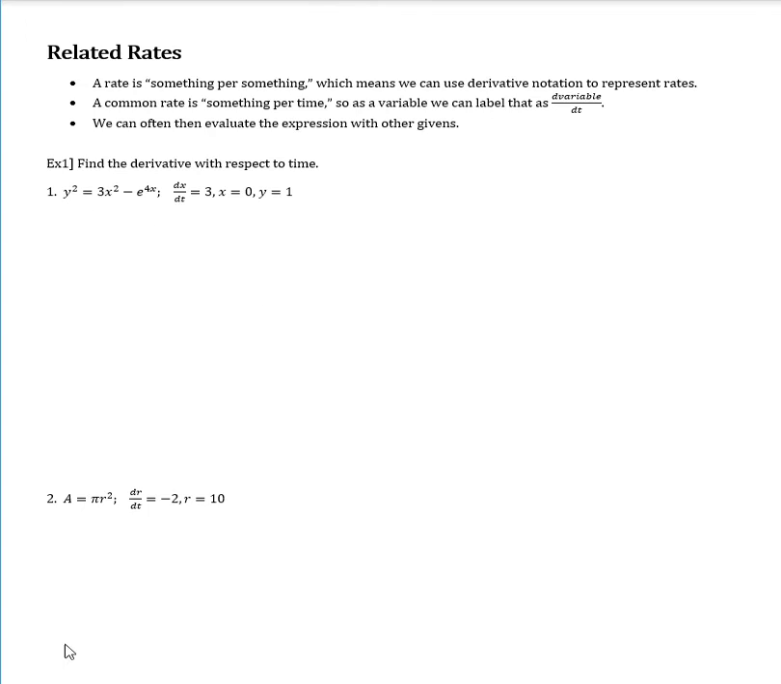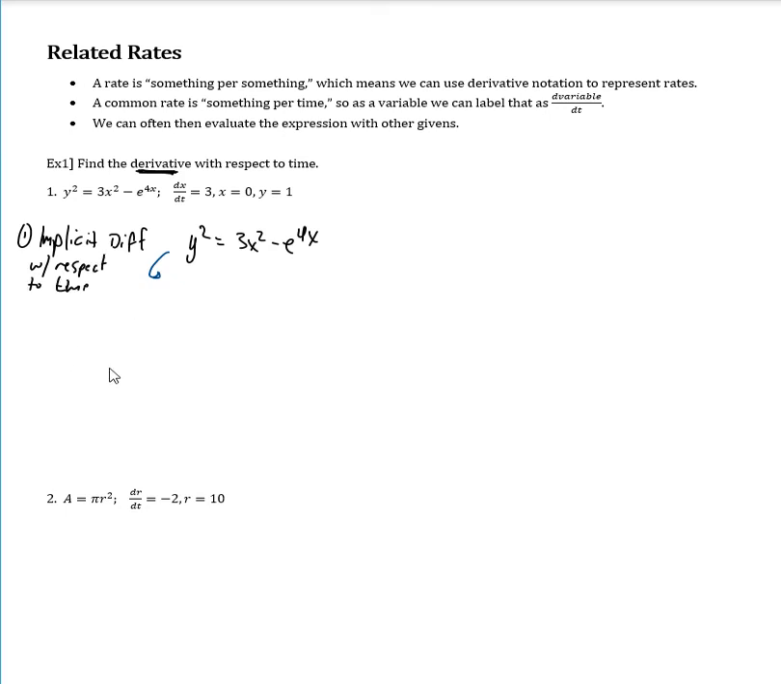So in these two examples, we're going to do our related rates, which means we're really just doing implicit differentiation. So step one is really implicit differentiation, and then after implicit differentiation, we'll start to plug things in. Okay, but let's set up our equation. We need to use implicit differentiation on y squared equals 3x squared minus e to the 4x. If we're doing implicit differentiation, let's show it in blue, with respect to time.